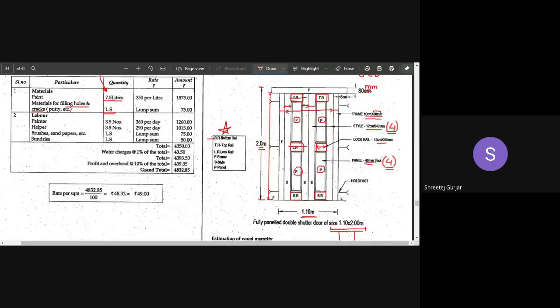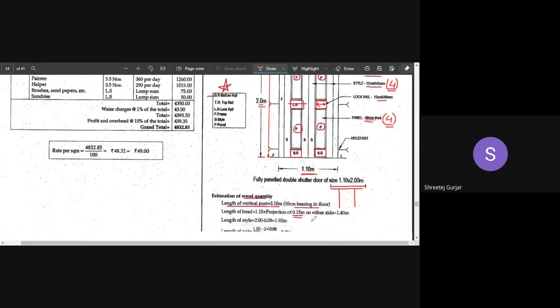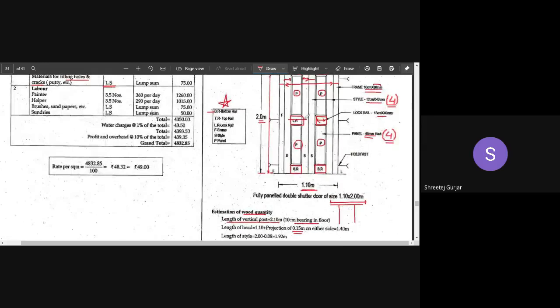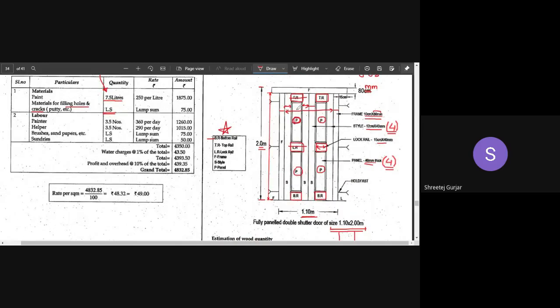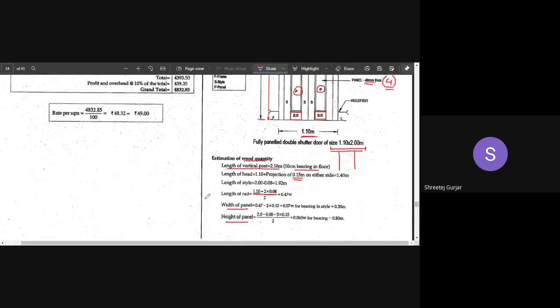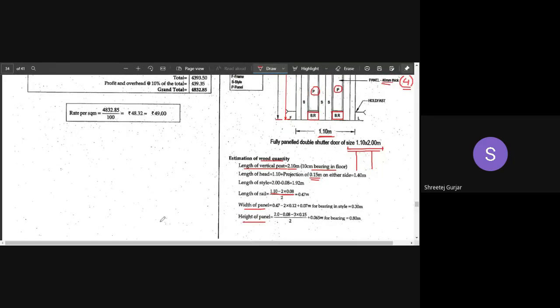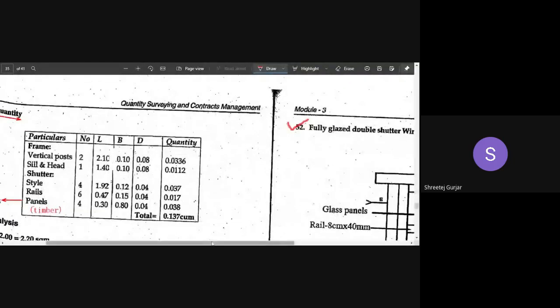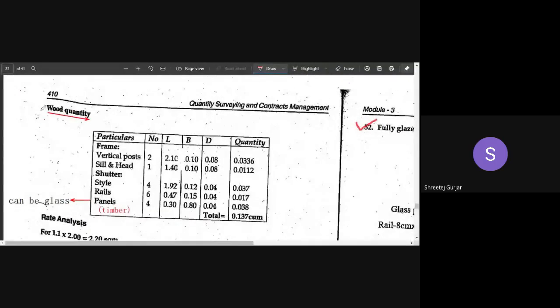You can multiply and get the quantity in meter cube, right? You can go through the height of the panel, width of the panel, right? Height and width of these panels which are provided, you can calculate easily, right? Panel thickness is given as 40 mm, okay, not the dimensions. Dimensions you need to calculate from the diagram. So all those things you can do. Next, moving on to this particular table, you can see the wood quantity table is prepared over here.